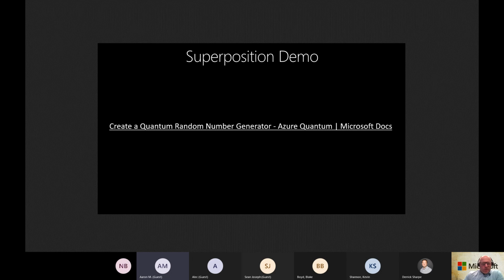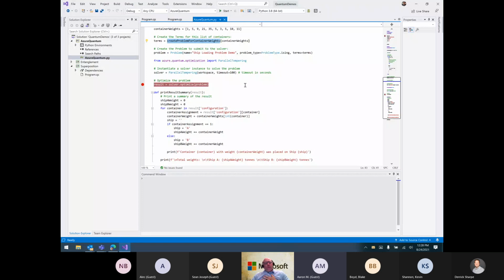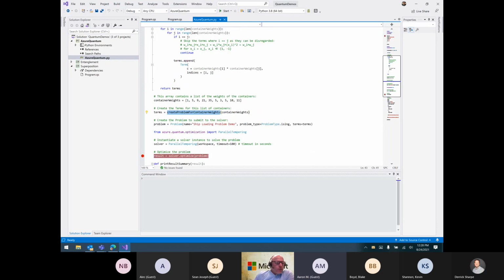Okay, so I'm just going to share my screen here, so I may put you into screen inception for a second. Let me know when you can see my Visual Studio. I can see it, Rick. Awesome, rock on.